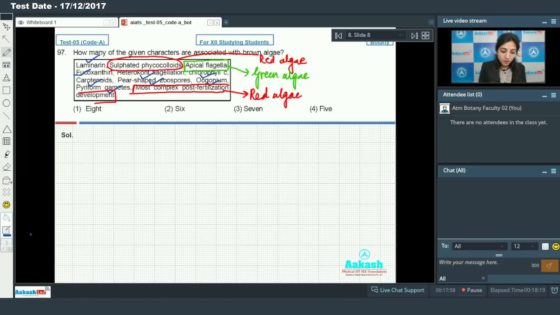So we have to identify the number of features which are associated with brown algae. Laminarin 1, 2, 3, 4, 5, 6, 7, 8. So out of these, 8 features or characters are associated with brown algae. So the answer to this question is option number 1. Moving on to the next question, question number 98.